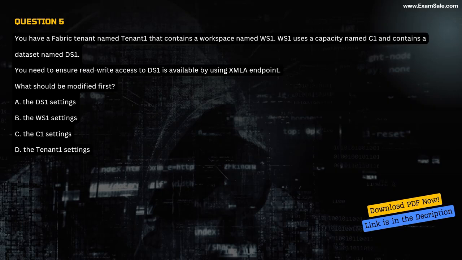Question 5. You have a Fabric tenant named Tenant1 that contains a workspace named WS1. WS1 uses a capacity named C1 and contains a dataset named DS1. You need to ensure read-write access to DS1 is available by using the XMLA endpoint. What should be modified first? A. The DS1 settings. B. The WS1 settings. C. The C1 settings. D. The Tenant1 settings. Correct answer: C.